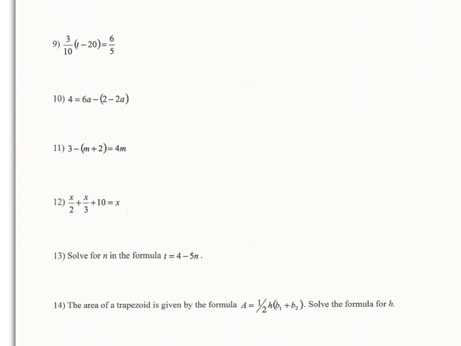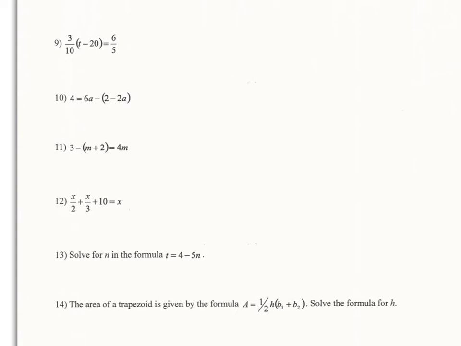Okay, so back up at number 9. Again, we're equation solving here, and there are a couple of different approaches you could take to this next one. I would get rid of your fraction right off the bat. Actually, I would get rid of both of your fractions. So you've got a 3 over 10 and a 6 over 5.